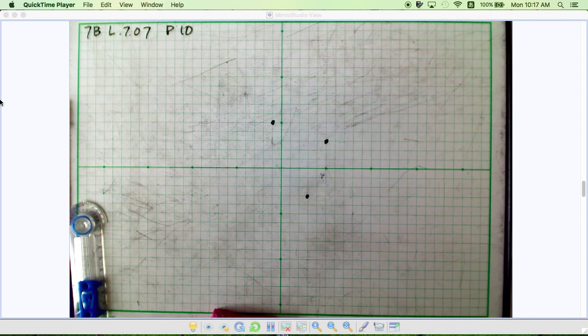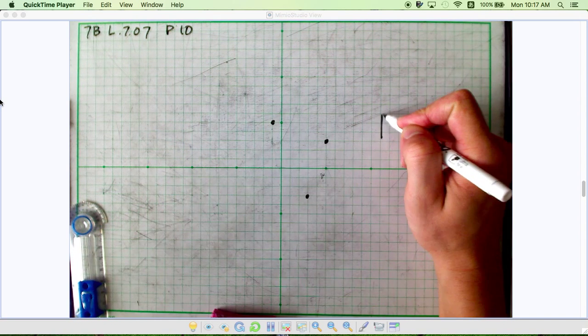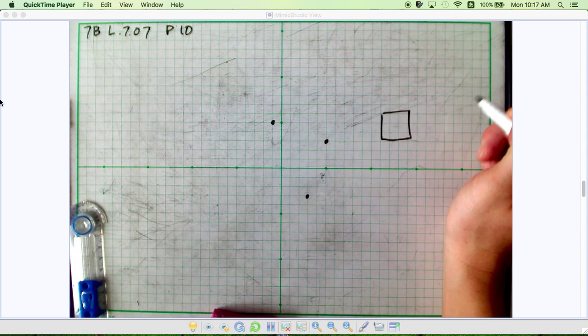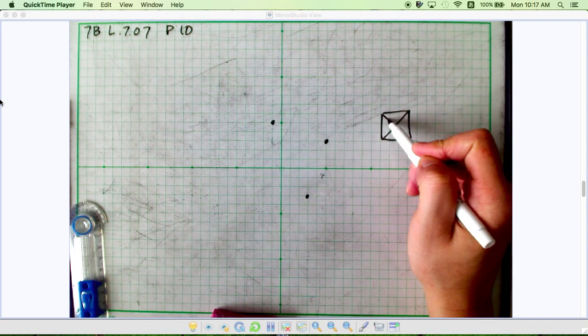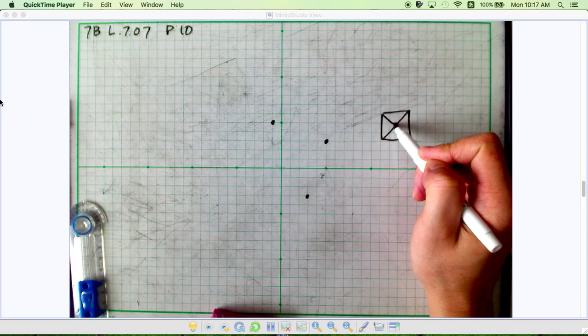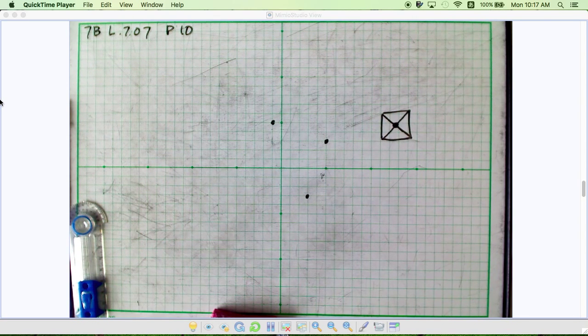So that's part B. So find the center of the square. Right? Let's think about the square. How do you find the center of the square? You draw two diagonals like this, and the intersection is the center, right? So find that, and then find the fourth vertex.